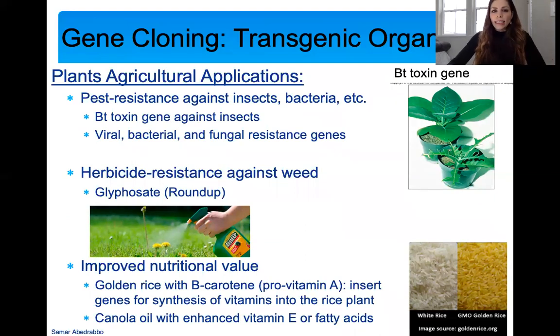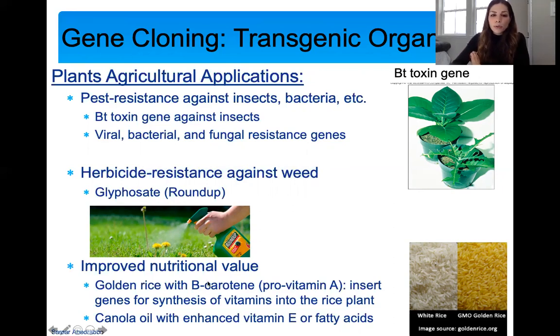Pest resistance, you can add genes that make plants resistant to different pests. So there's the Bt toxin gene, and it gives plants resistance against insects. Viral, bacterial, and fungal resistance genes too. So the Bt toxin gene is a very popular gene that we put in plants, and again, it makes them resistant to insects. Herbicide resistance against weeds, so glyphosate or Roundup, if you've ever seen this in the supermarket, if any of you are into planting, it gets the plants to be resistant against herbicides.